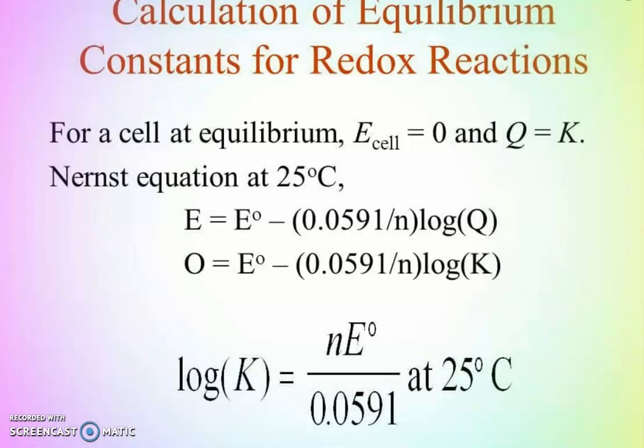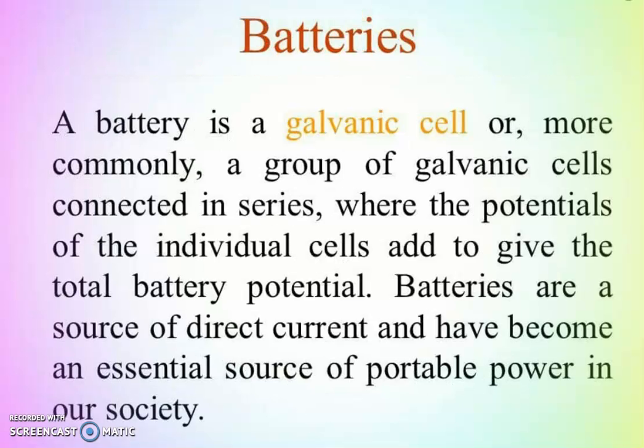Now calculation of equilibrium constants for redox reaction. You know, for a cell at equilibrium, E cell is equal to 0 and Q is equal to K. Nernst equation at 25 degrees Celsius, E is equal to E naught minus 0.0591 divided by n log K, or 0 is equal to E naught minus 0.0591 divided by n log K. So log K is equal to n E naught divided by 0.0591 at 25 degrees Celsius.